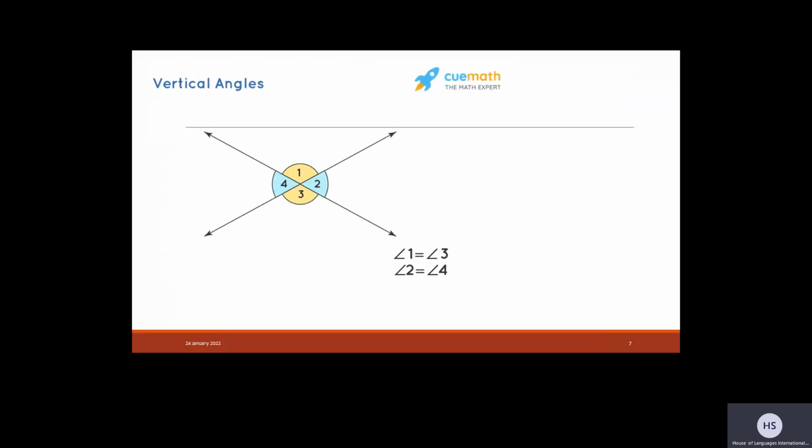Now, I'll remind you of the types of angles. The first one here is the vertical angles. Did you know it before? What do I mean by the vertical angles? If you have two lines that are crossing, that are intersecting, like this, when they intersect, they make what? How many angles? 4 angles.